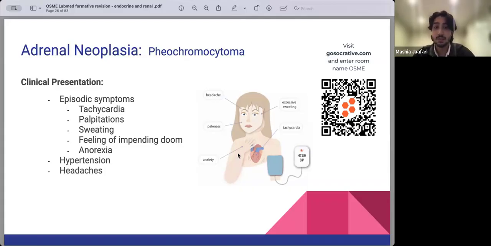So if you measure someone's blood pressure, it might not necessarily be high, but that doesn't mean they don't have pheochromocytoma, because the blood pressure typically shoots up during these sporadic episodes. So that's the key thing to remember for pheochromocytoma, is that it's all sporadic. It happens intermittently, and that's when they get their symptoms.